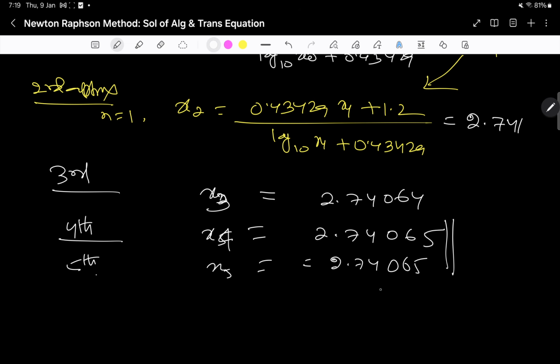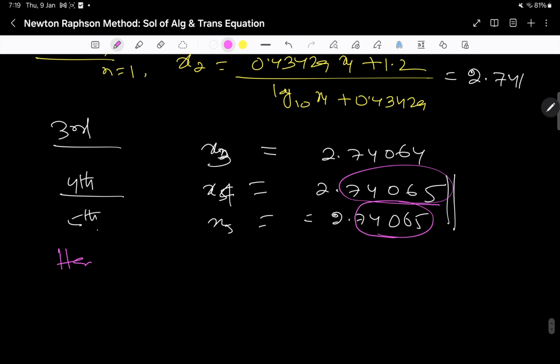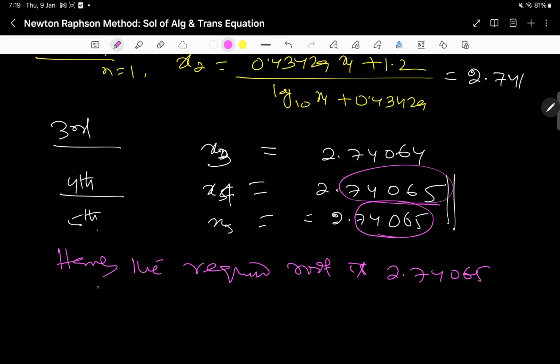Okay, we need up to 5 digit accuracy. So up to 5 digit accuracy, you see, it is same here. Okay, so this is my value. Hence the required root is 2.74065, correct up to 5 decimal places. You may have some extra digit here, no issue. So up to 5 digit we need the repetition.